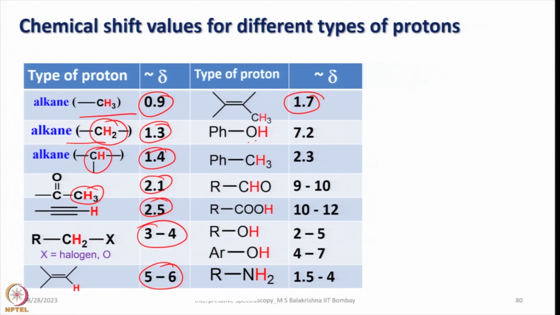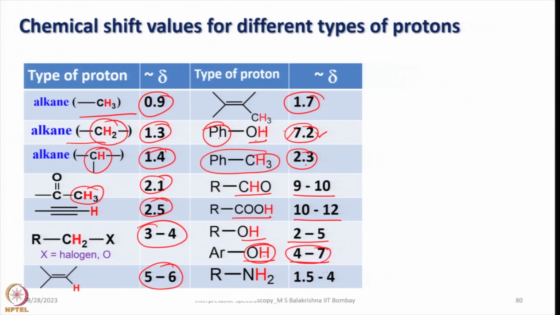And then if you consider OH group in phenol, it comes around 7.2, and then in this one CH, the red one I have shown here, 2.3, and then in aldehyde it comes around 9 to 10, in acid it comes around 10 to 12, in alcohols it comes around 2 to 5, and then in aromatic alcohols it comes around 4 to 7. And of course here this is incorrect, so for aromatic hydrogen atoms it comes around 7.2, whereas for aromatic alcohol phenols, H will come around 4 to 7, and amines it comes around 1.5 to 4, and sometimes it can also go much lower.